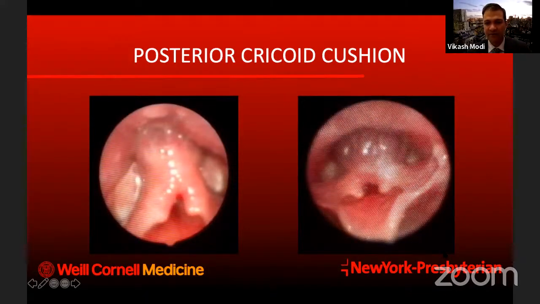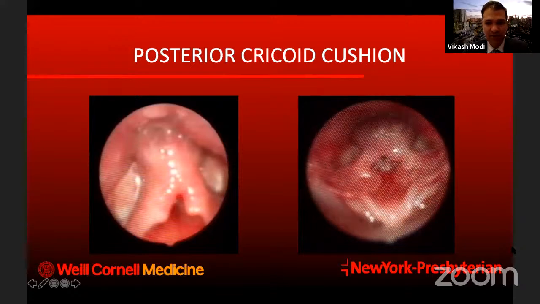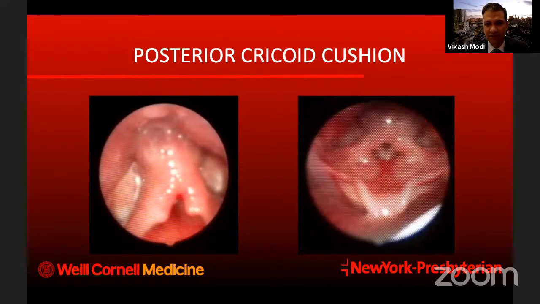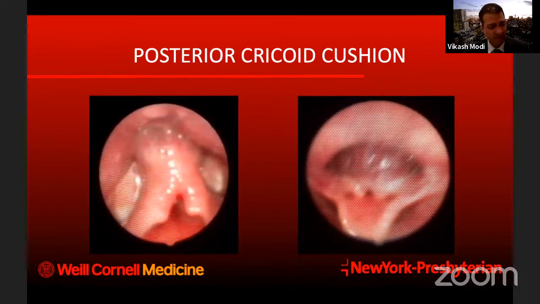And they come in all different shapes and sizes. This is a very large posterior cricoid cushion. This is not a vascular malformation. These kids do not need surgery. So if you do see these in your office, majority of the time, it's just a benign lesion that will go away.